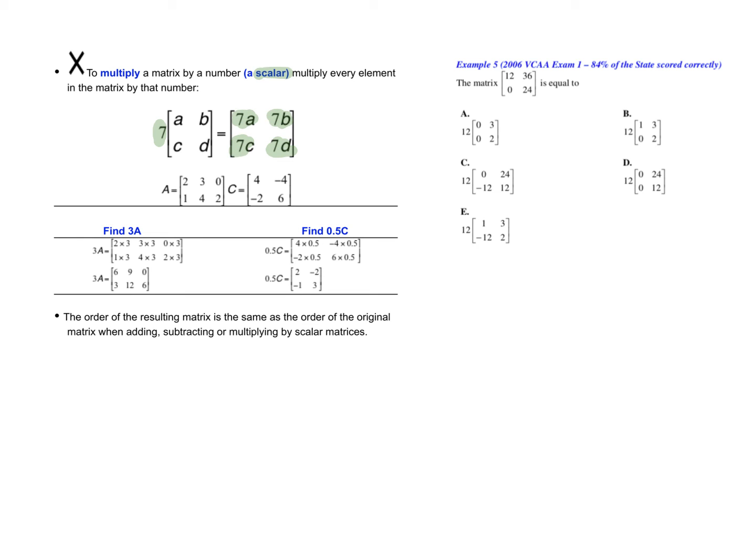Down here, these ones where they've told me A, and now they're saying 3A, I've simply timesed each one by 3. So 2 times 3 is 6, 3 times 3 is 9, 3 times 0 is 0, and so on. And you've got that. So 3 times 1 is 3, 3 times 4 is 12, and so on.